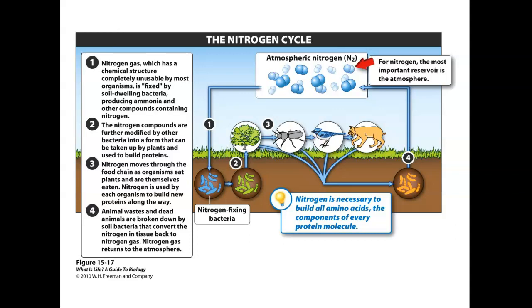Nitrogen is then going to move through the food chain as organisms eat plants and are themselves eaten. Nitrogen is going to be used by each organism to build new proteins. Animal waste and dead animals and plants are going to be broken down by the soil bacteria that convert nitrogen in tissues back to nitrogen gas. And so the nitrogen gas is then going to return to the atmosphere.